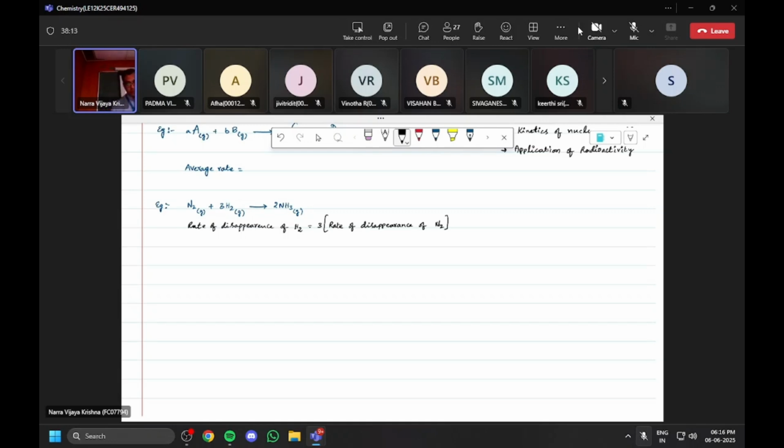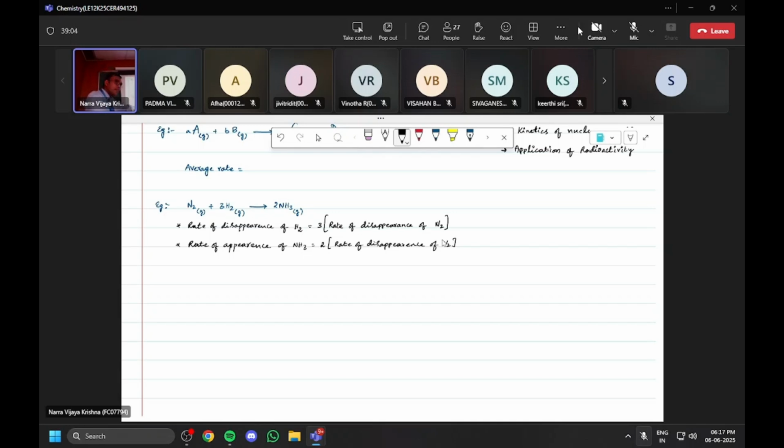Now, in the same way, what about ammonia? Rate of appearance of ammonia is 2 times more than rate of disappearance of N2. Accepted or not? Will you accept it or not? Rate of appearance of ammonia is 2 times more than rate of disappearance of N2. When one N2 disappears, 2 NH3 will form, right? So the appearance speed of ammonia is double that of the disappearance of N2. Correct? Any questions in it?